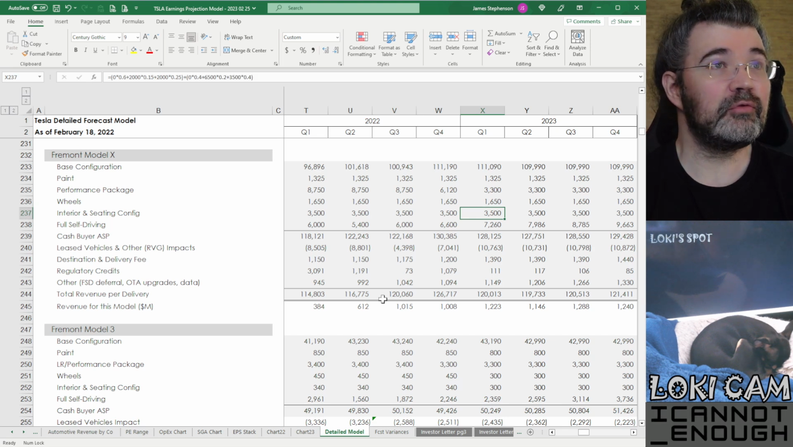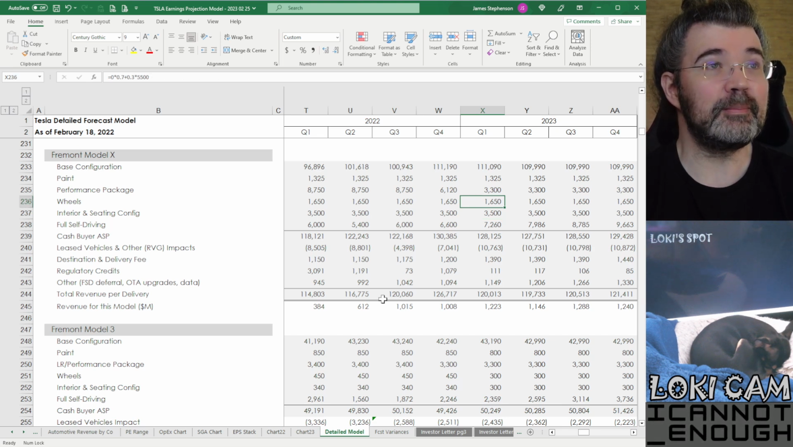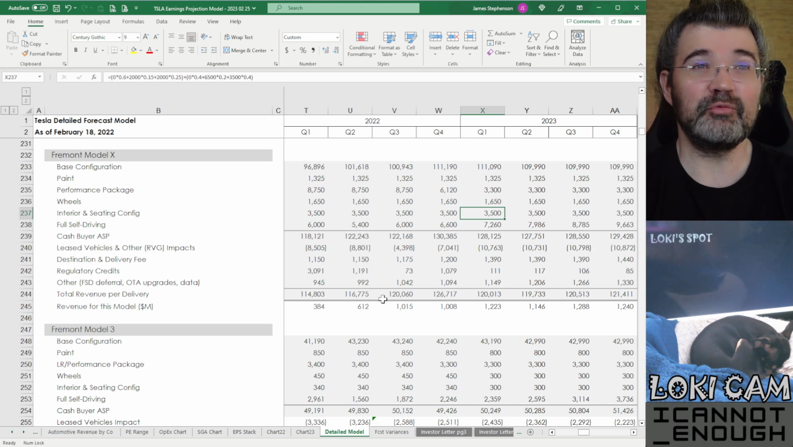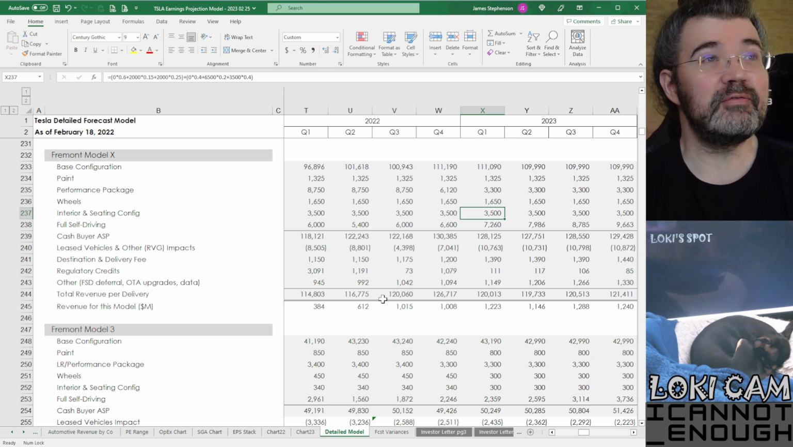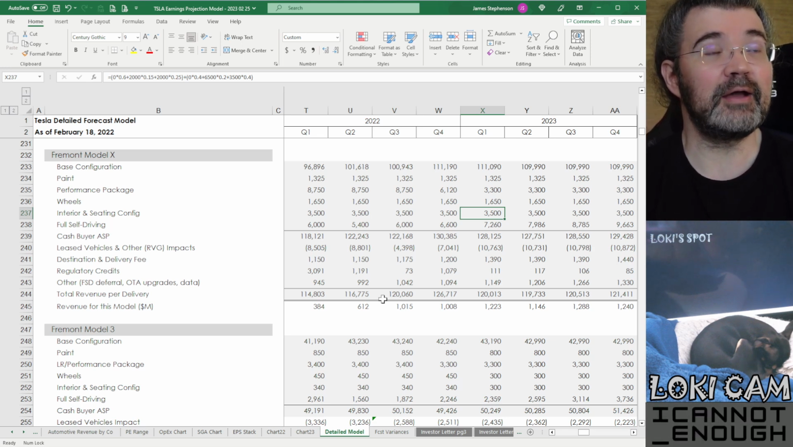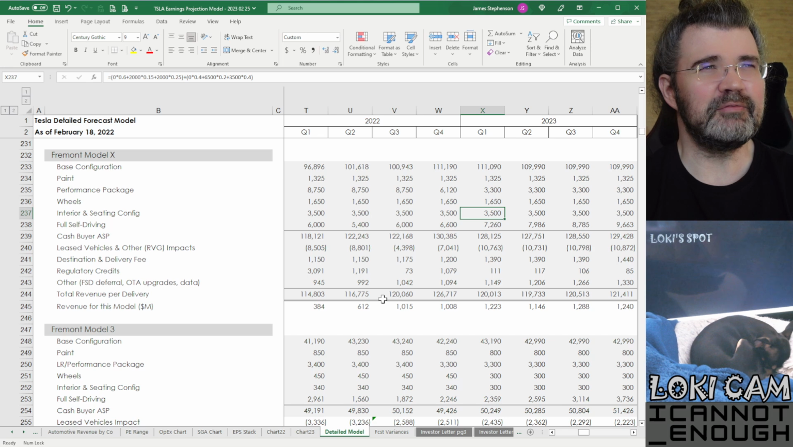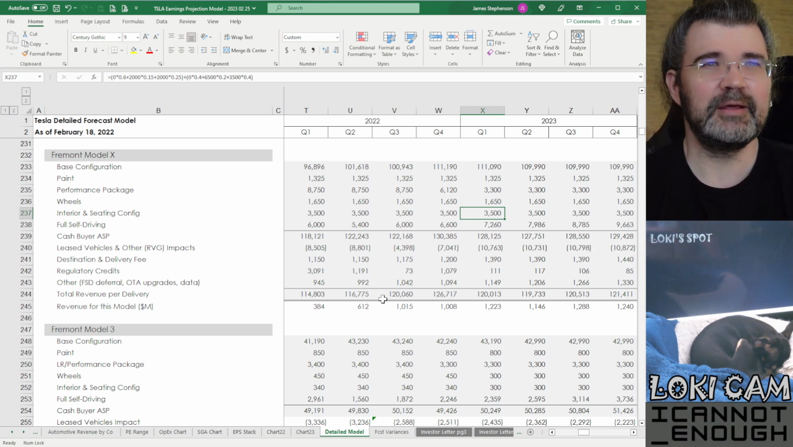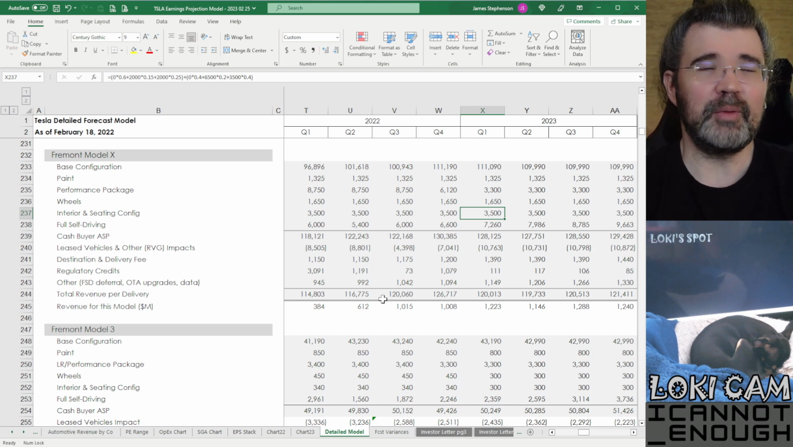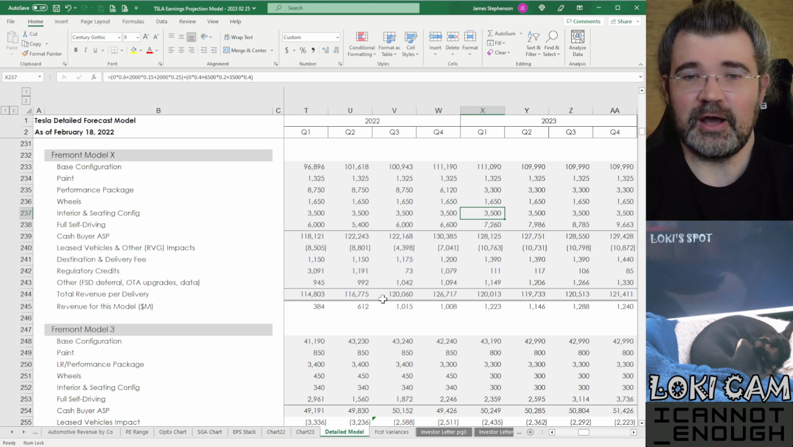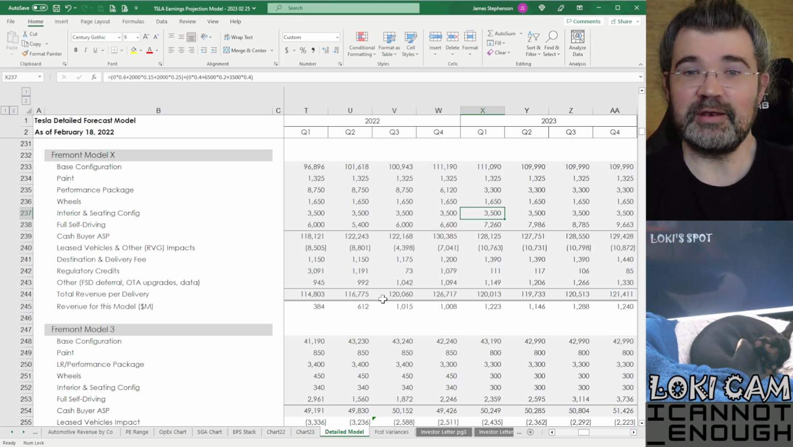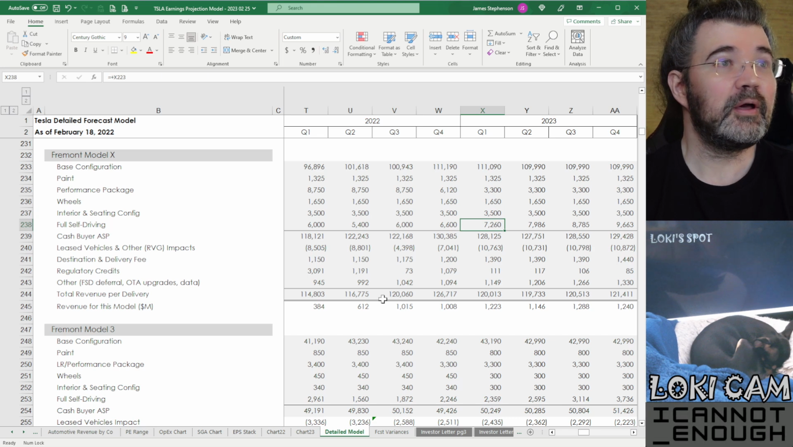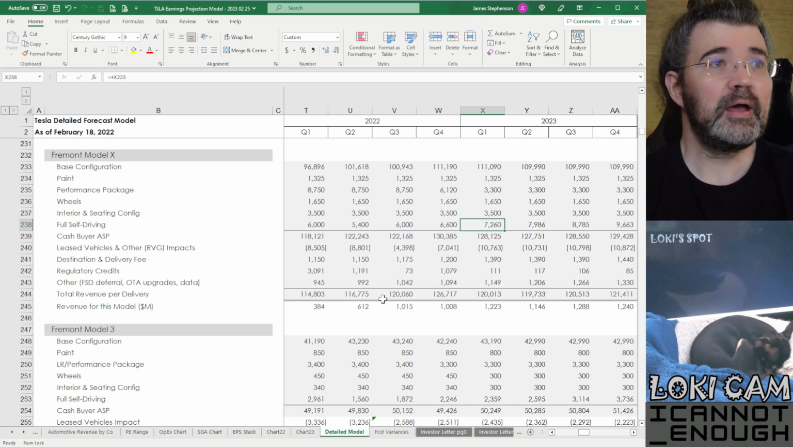Wheels upgrades. Only one kind of wheel upgrade, and it's a $5,500 price point. Then the interior and seating upgrades. You got a few different configs in Model X. Seating configs and interior colors. So it's a little bit more complicated formula here, but it's assuming there's about $3,500 on average per Model X sold of interior and seating config options that buyers take.